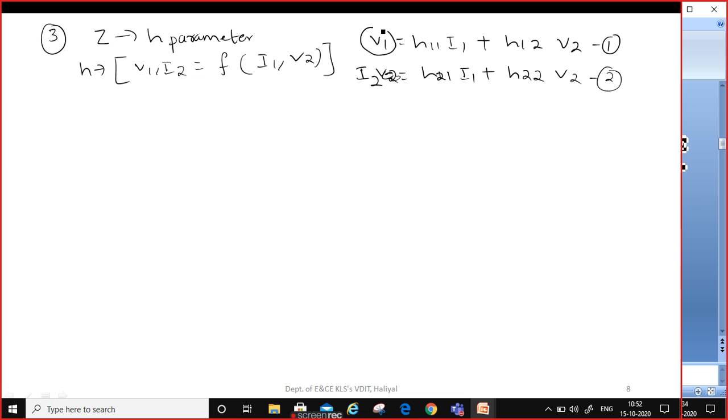V1 is available, but it is not available in terms of I1 and I2. It is available only in terms of I1. So one of the equations we have to use here. So what do you have to do again here?